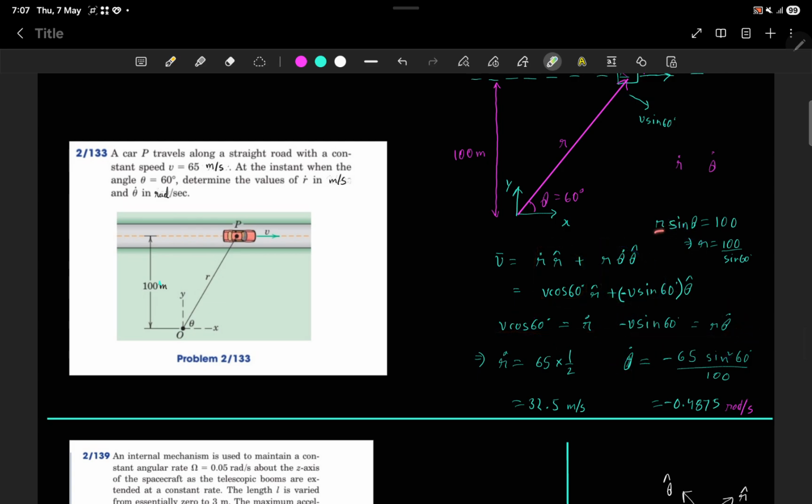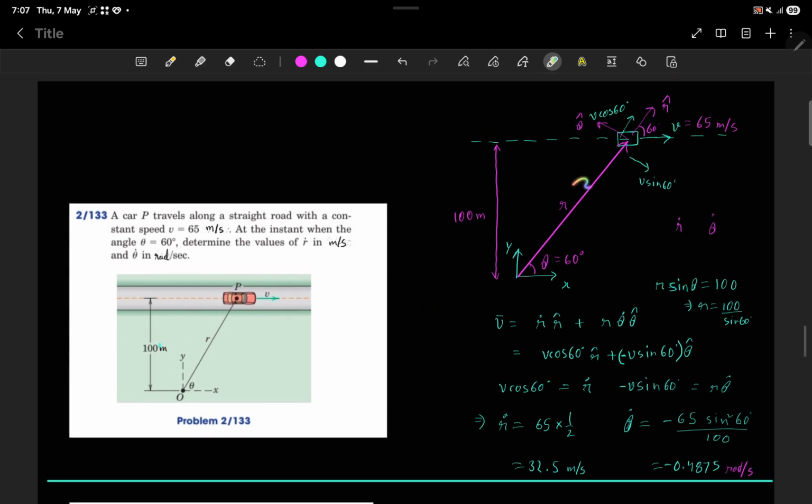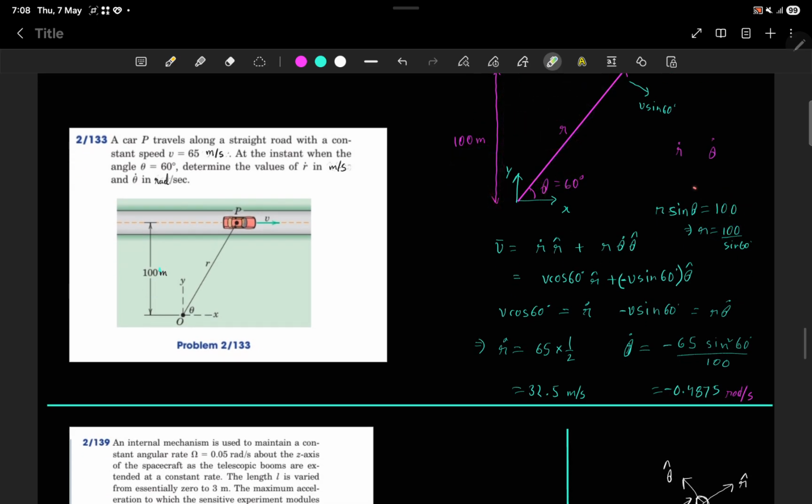Also, this is the r, and at an angle of 60 degree, this is also 60 degree, so r sin 60 equals 100. That is what I have written here, so r equals 100 by sin 60. Using that I have calculated this r dot, and r theta dot equals minus v sin 60.